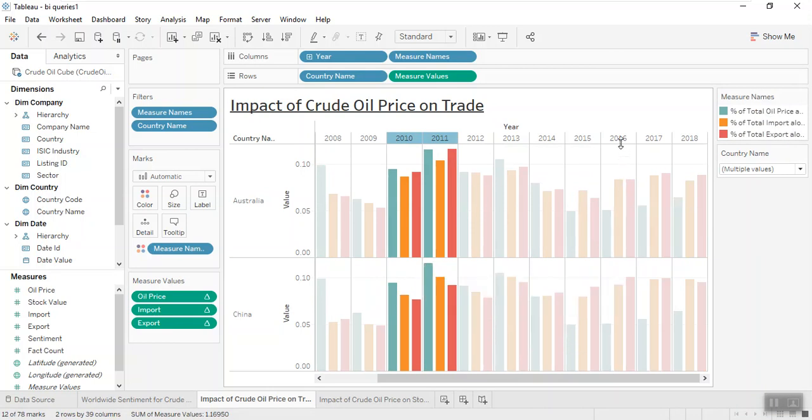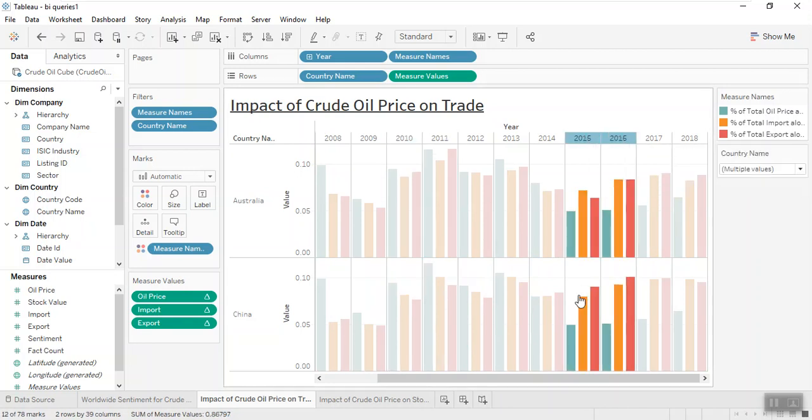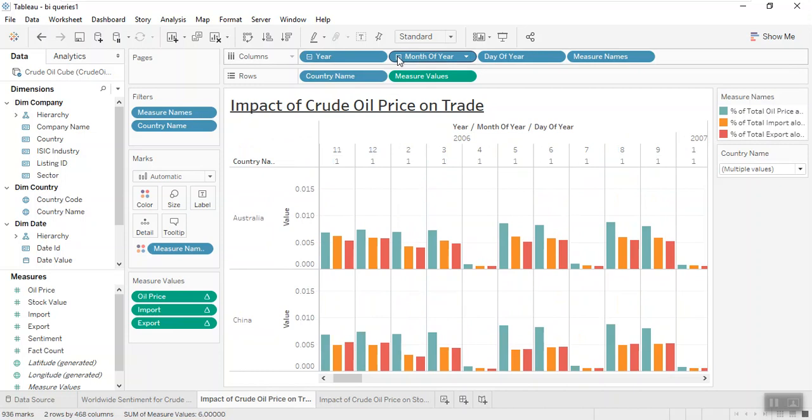The inverse holds true for the year 2015 and 16, where we can see that when crude oil prices are less, Australian imports are relatively higher than their exports, whereas Chinese exports are higher than their imports. So from this we can conclude that crude oil does have an impact on trade. We can drill down this further from years to months and months to days for further analysis.